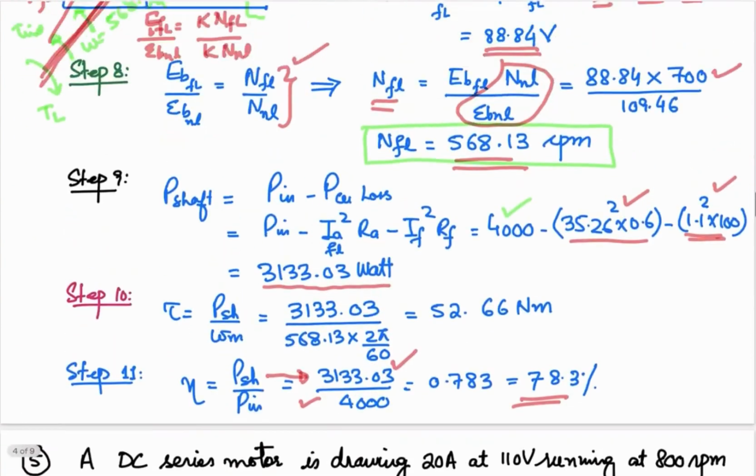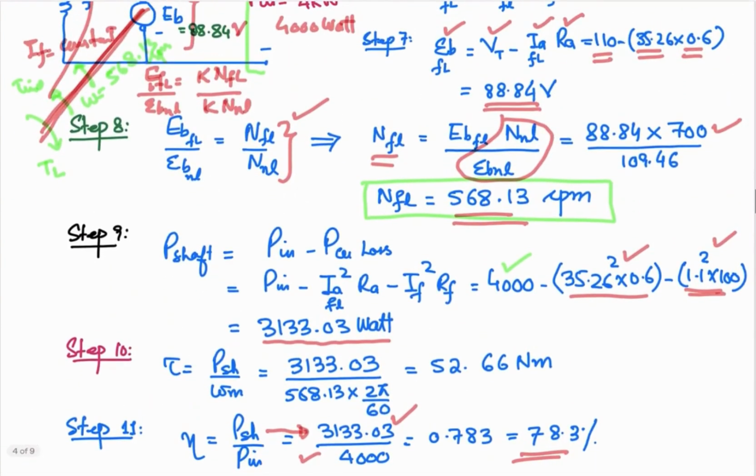So that's all from this video. Basically we have discussed two examples. One is related to the DC series machine, and one is related to the shunt machine. Thank you very much.